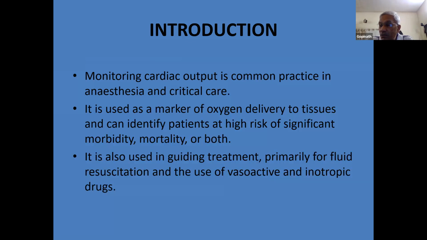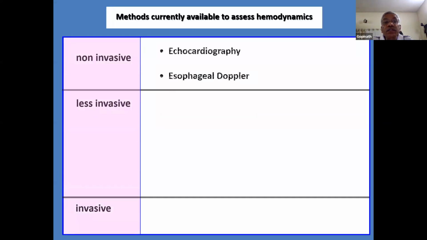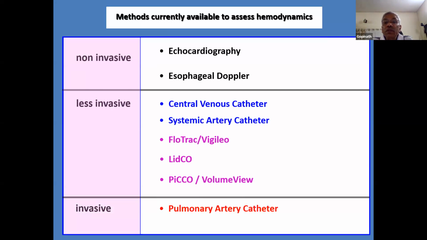It is also another useful guide for us to help treat or administer fluids, whether it is for resuscitation or to help us aid in giving any vasoactive drugs. So all in all, use of cardiac output monitoring is one of the important fundamentals in hemodynamic monitoring, obviously in cardiac anesthesia. So there are so many methods available to assess cardiac output or the hemodynamic status. They can be broadly classified as non-invasive, less invasive, or the invasive means.